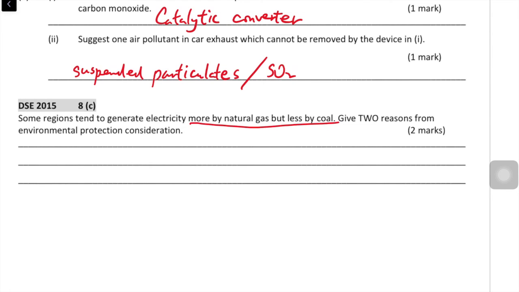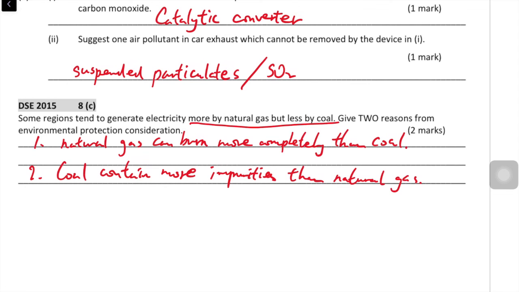use natural gas will be better than using coal. We have come across. First is because they can burn more completely than coal. So you can see the comparison. The second one will be coal contains more impurities than natural gas, so results in more serious air pollution.